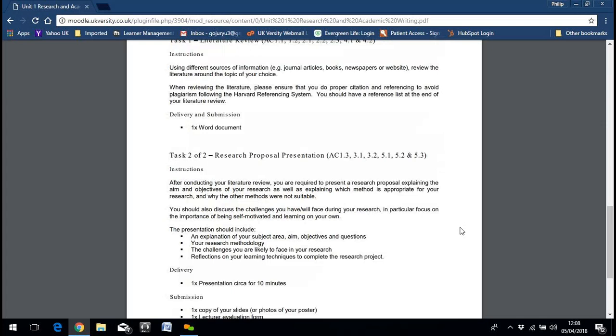Now, like I said, the first stage is to decide on your research project, what it's going to be. Send me the information on what you propose to do, and then I'll respond to that until we've got a clear reference on what you need to do. Once you've done that, you can then do your literature review, which will be a Word document. Once you've done that, you can move straight into putting your presentation together of why you've chosen this subject, why you're going to research it, the challenges and the reflections on the learning techniques that you've used to complete the research project.